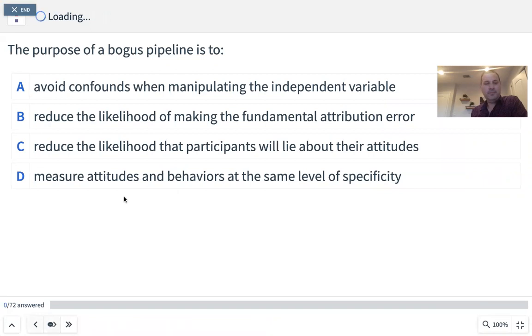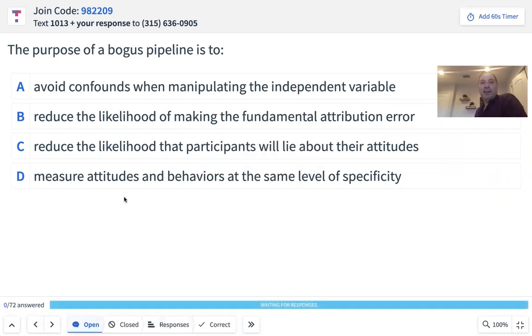Question, I think we're on 4. The purpose of a bogus pipeline is to do which of the following? Is it to avoid confounds when manipulating the independent variable, to reduce the likelihood of making the fundamental attribution error, to reduce the likelihood that participants will lie about their attitudes, or to measure attitudes and behaviors at the same level of specificity?